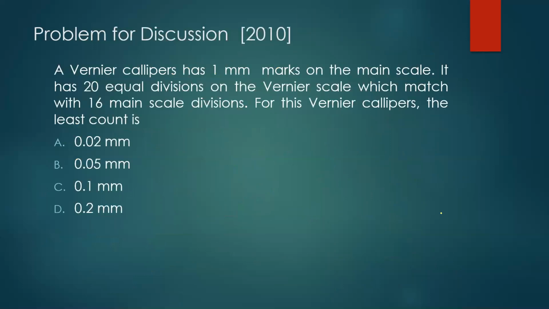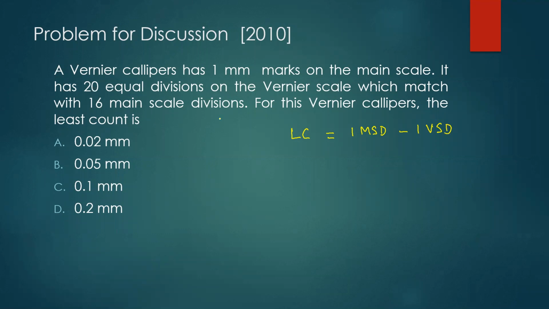So let's try to look at this problem. Whenever they give you a problem on vernier calipers, understand that the least count, the least measurement that we can make, is one main scale division minus one vernier scale division. So keep this in mind.